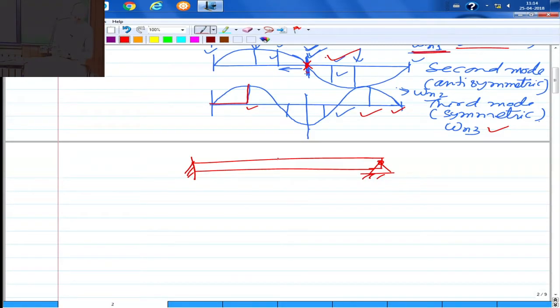Because if I take half of the length as a center, although the cross sectional details and the material properties are the same on both sides, the boundary condition here and here is different. So the modes are neither symmetric nor antisymmetric. In this case you have to model the full structure, give these boundary conditions and then do the modal analysis.